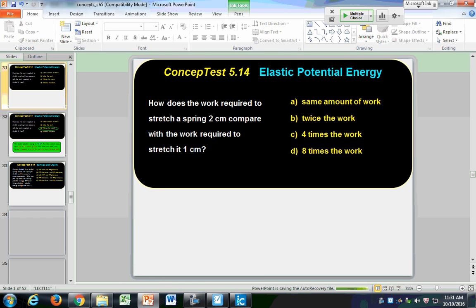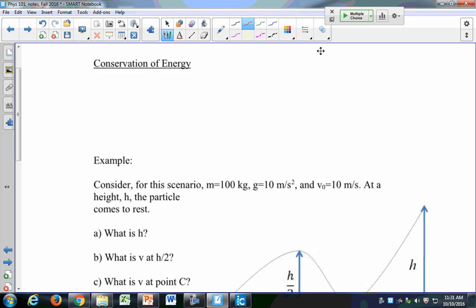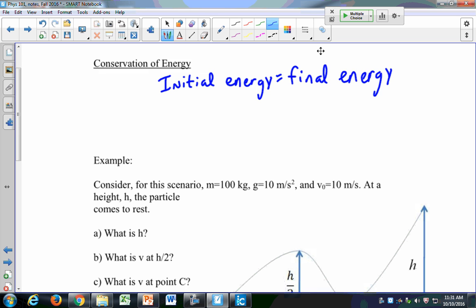We'll come back to this next time. Let's look at conservation of energy. Conservation of energy simply says that the initial energy equals the final energy. What's implied in this is that we're dealing with conservative forces.